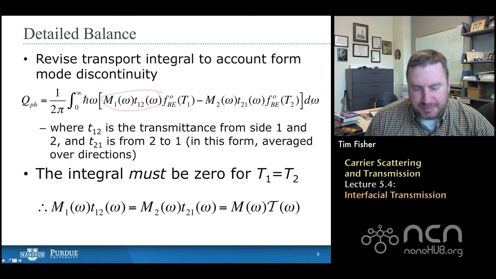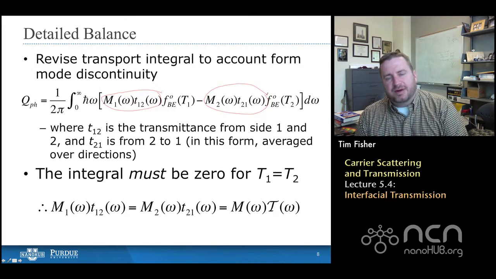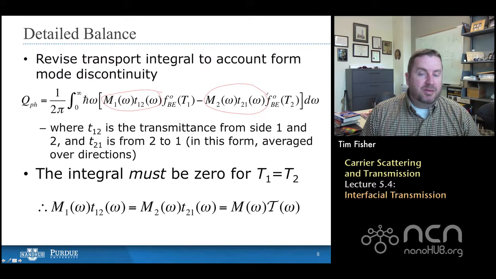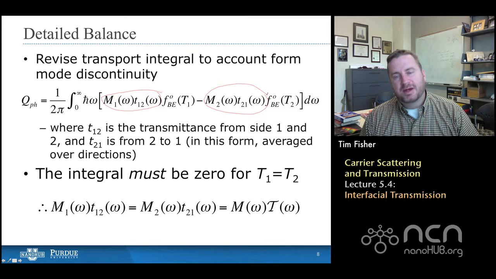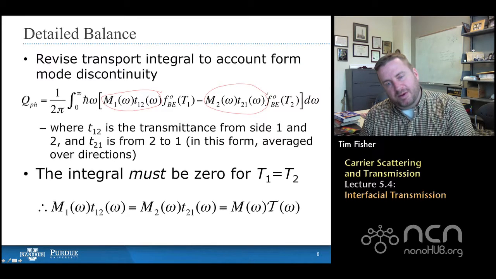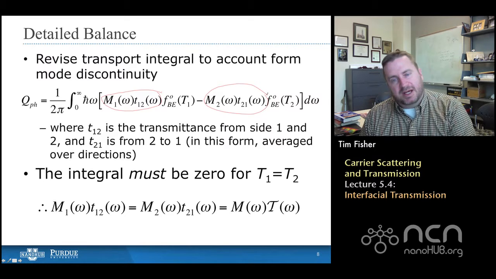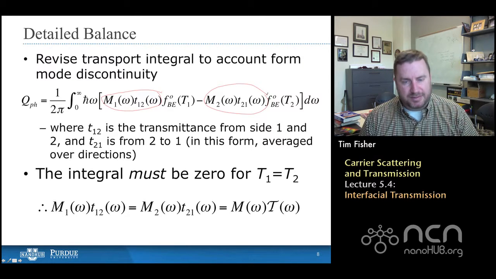At the same time, we're going to have to do the right to left term, and those are circled now here, and that's the number of modes in medium 2 multiplied by the transmittance from medium 2 into medium 1. That's going to tell us what goes all the way from the far end of the right side across the device and into the left reservoir.